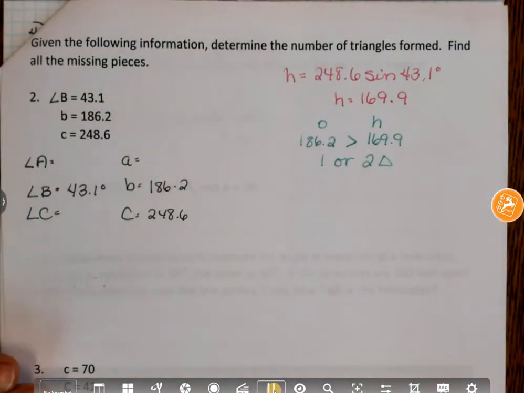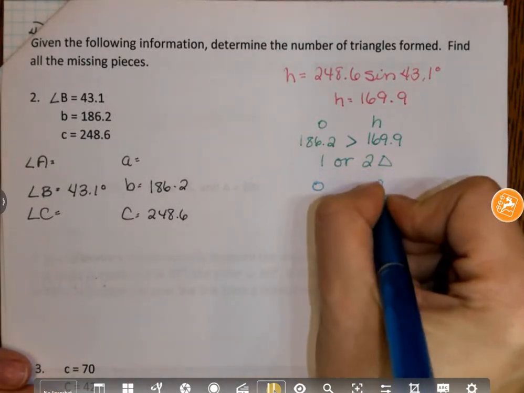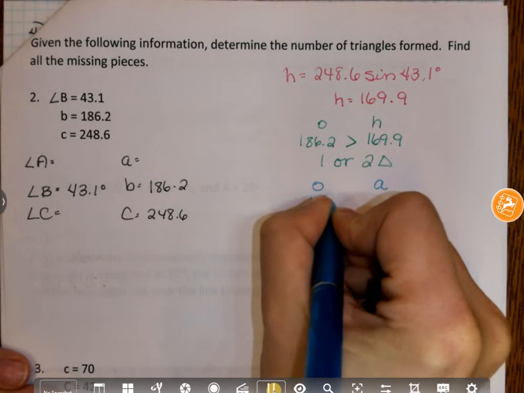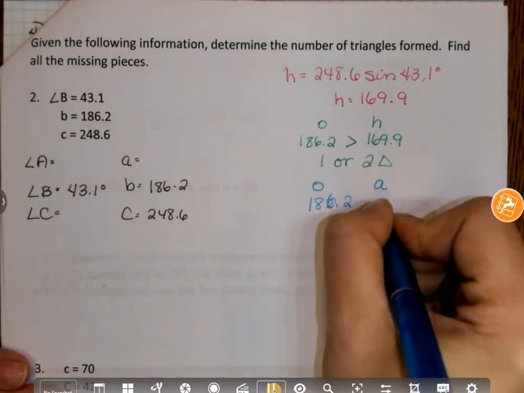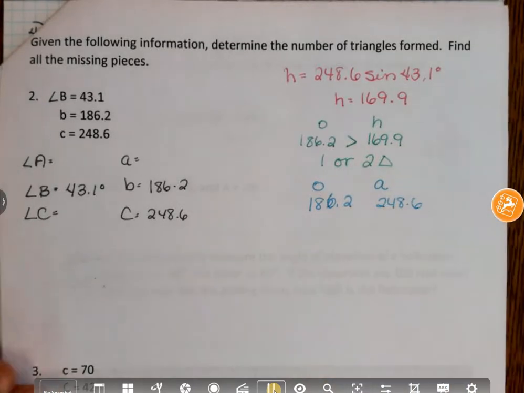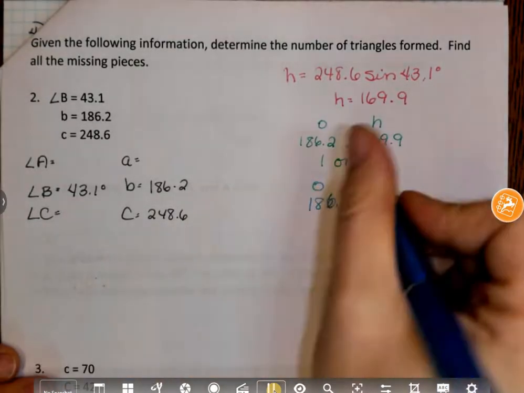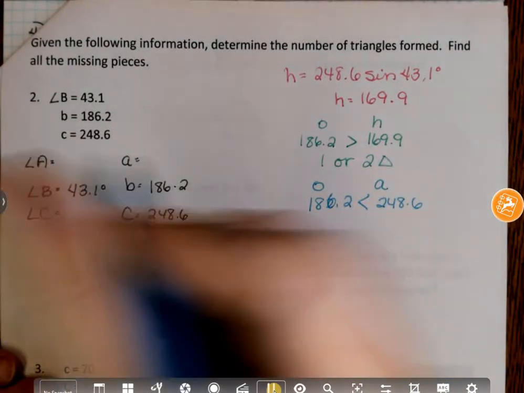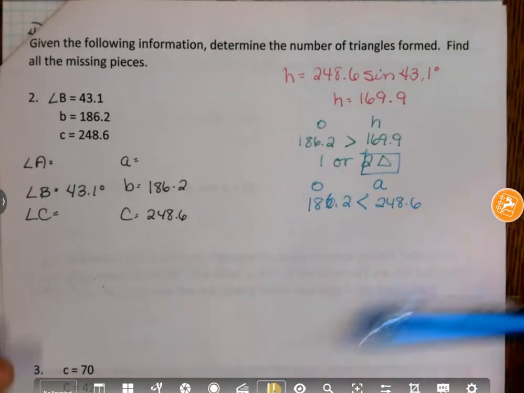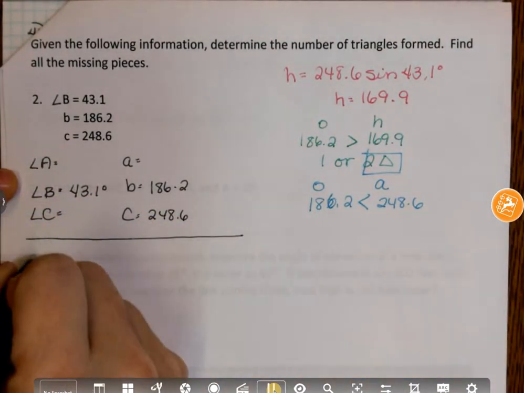And since I'm not sure which one, now I compare the opposite to the adjacent. 186.2. And the adjacent is then 248.6. What symbol do I have here? Less than. And if it's less than, how many triangles? Two. So I'm going to go ahead and set up a second triangle.